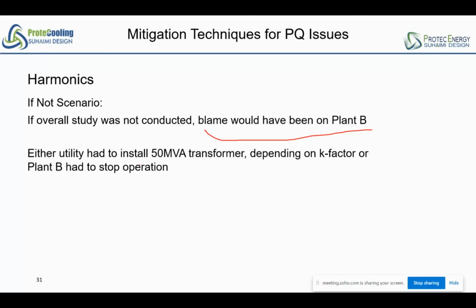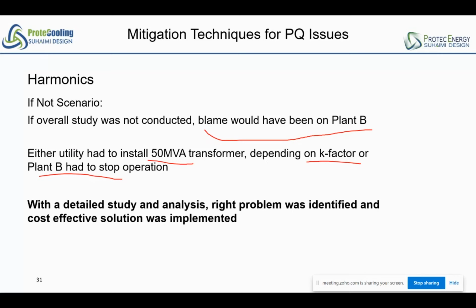The utility would need to install a 50 MVA transformer instead of a 25 MVA transformer, depending on the K factor. And plant B would have had to stop the operation. So these were the available options. So with a detailed study and analysis, the right problem was identified.